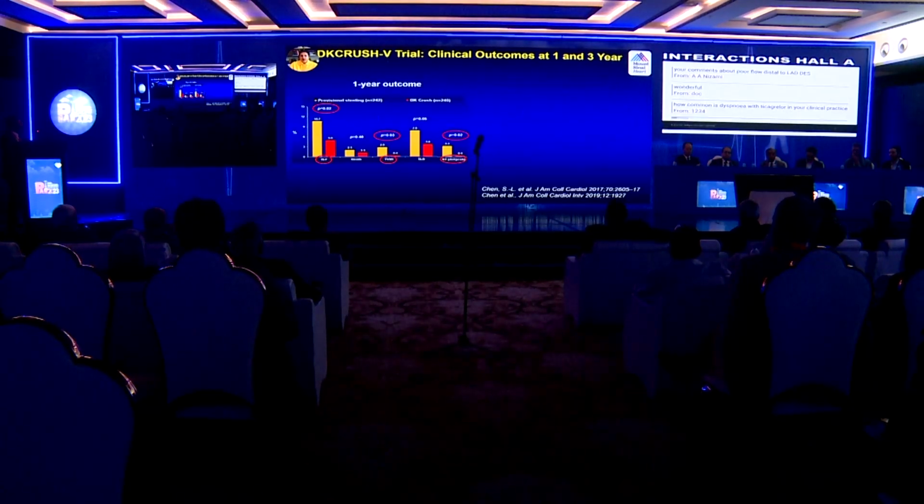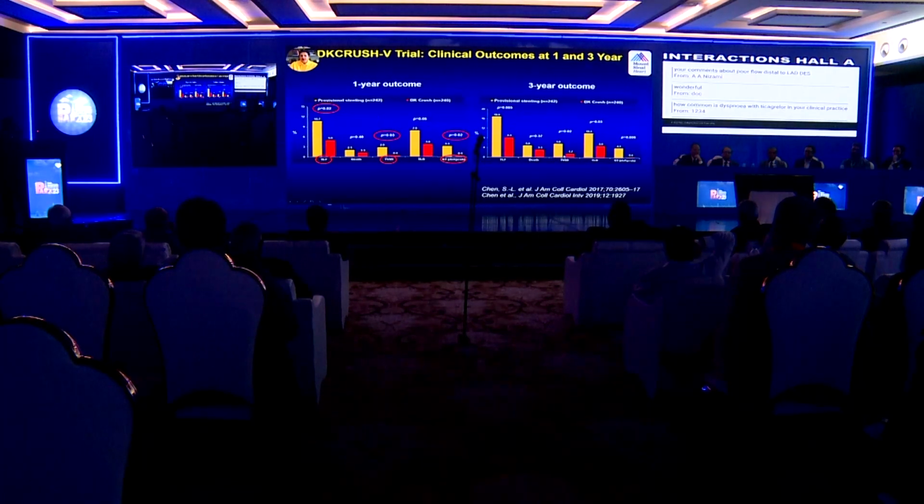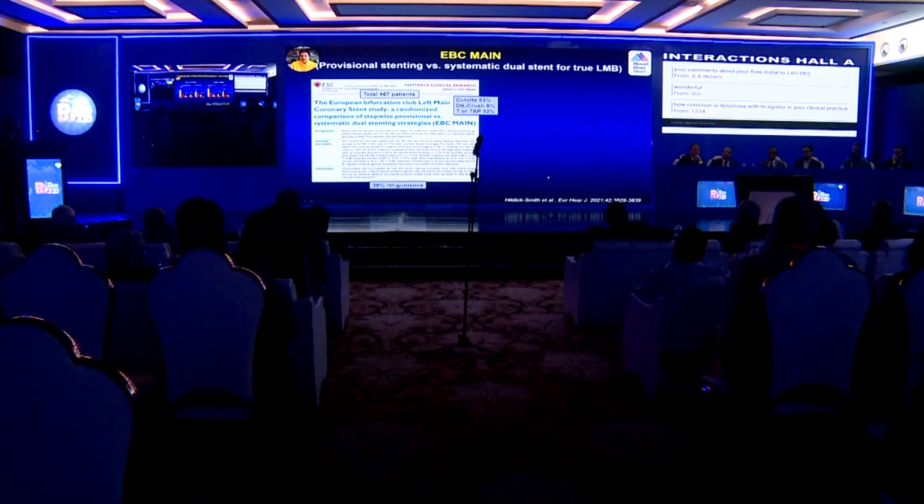So at 1 year, what did we see? The target lesion failure was higher in provisional stenting, mostly related to MI or stent thrombosis. And at 3 years, not only was there a difference in MI as well as stent thrombosis, even TLR was higher with provisional stenting. So that is the same point that we learned.